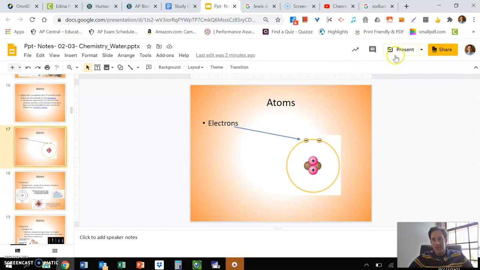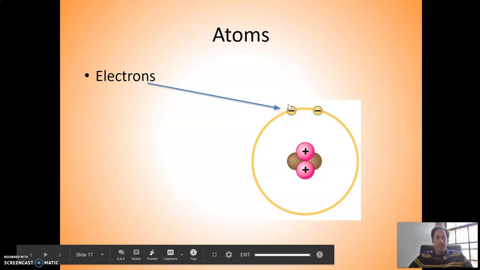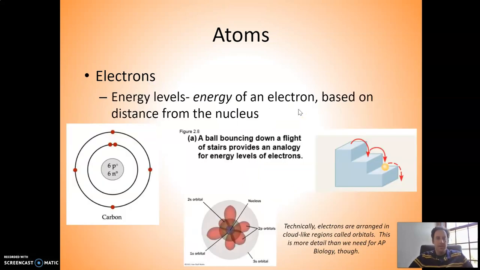So, electrons. The electrons have the negative charge here, and they're often seen traveling around the nucleus like this in these little circular rings. Well, these circular rings are called energy levels, and they represent the energy of an electron. And the amount of energy is based on the distance from the nucleus.